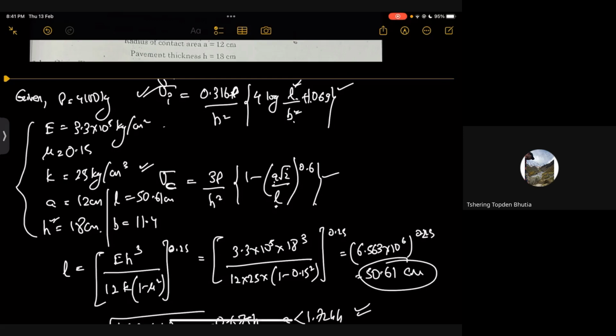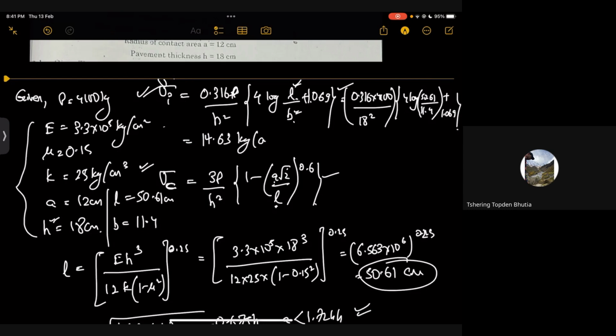Okay, I'll solve this. 50.61 divided by 11.39, or 4, plus 1.069. This will give you, I'll directly write the answer, 14.63 kilogram per square centimeter. This is centimeter, my guys.